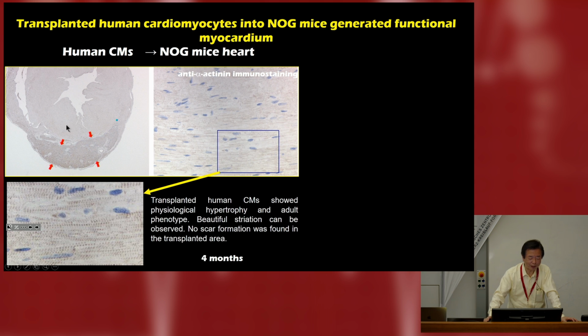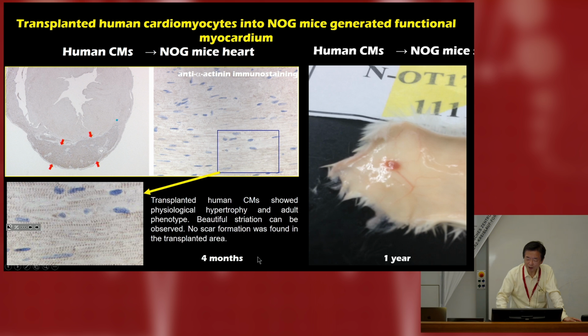This is a result of transplantation. This is a nude rat's heart. And these brown areas are transplanted human cardiomyocyte. These are the high magnification. Transplanted human cardiomyocytes showed physiological hypertrophy and adult phenotype. Beautiful striation can be observed. No scar formation was found in the transplanted area.